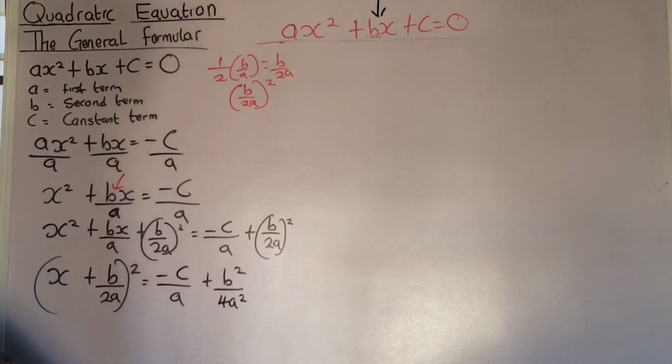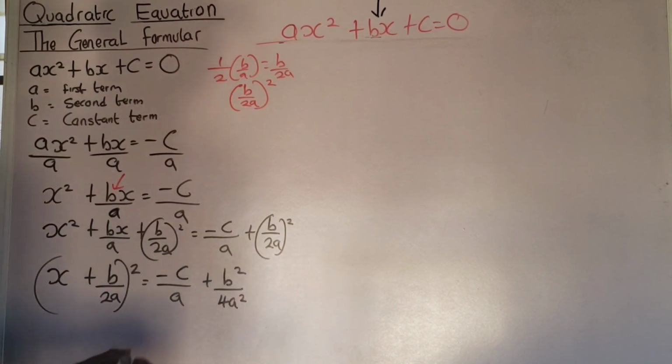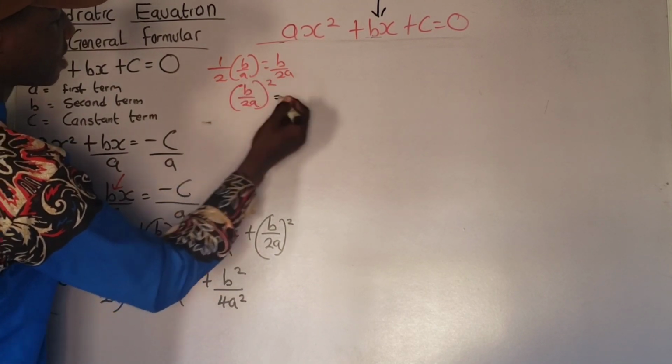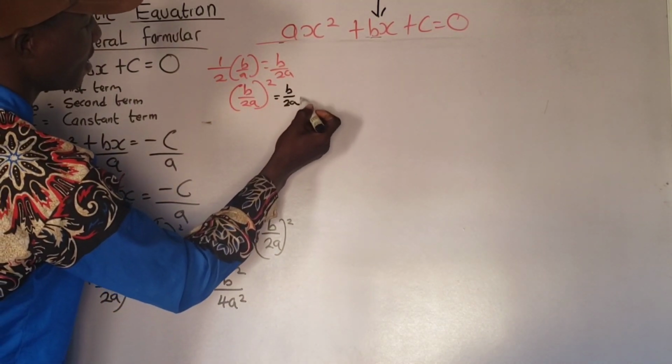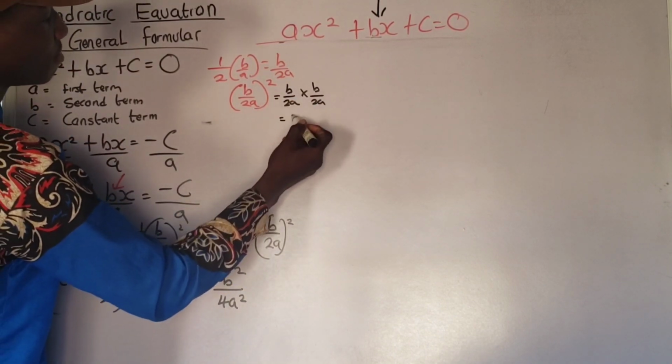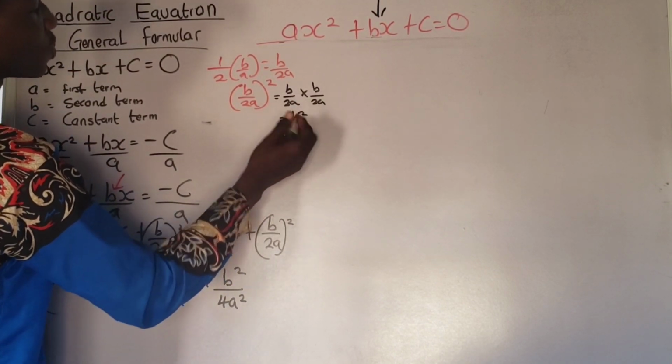You are wondering how I came about this. b over 2a squared simply means b over 2a times b over 2a. You understand? b times b is what? b squared. 2a times 2a is what?